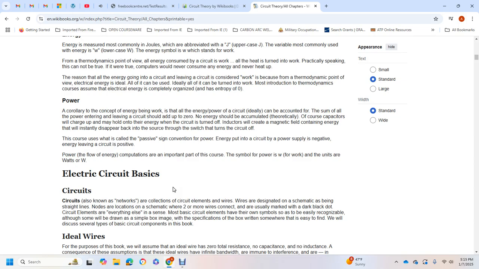Power, the flow of energy, computation is an important part of this course. The symbol of the power is W for work. The units are in watts, capital W.